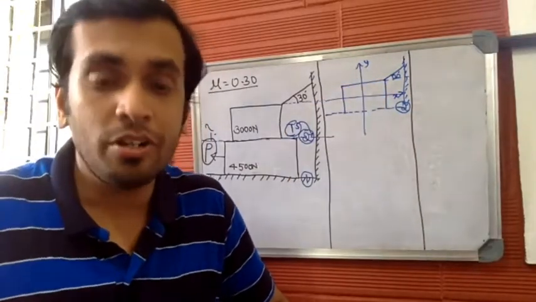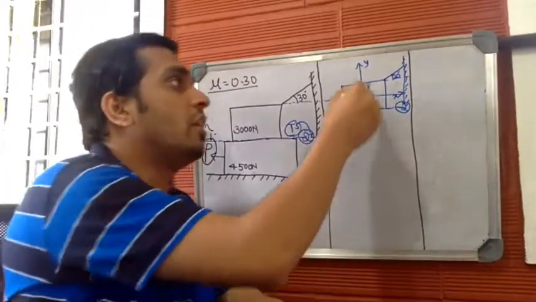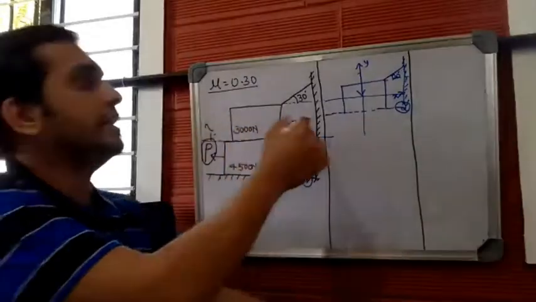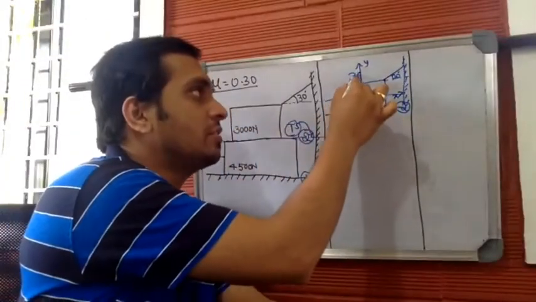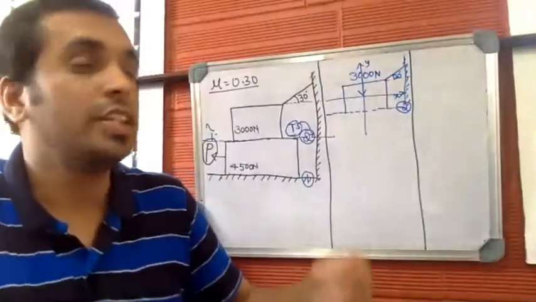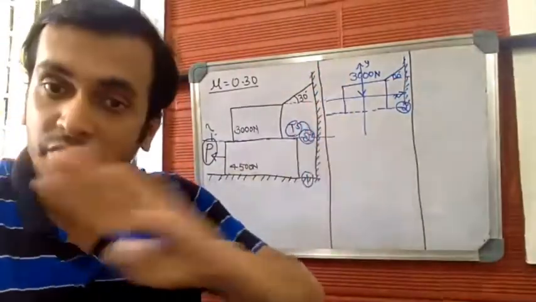So after drawing the coordinates, you have to mark the self-weight. Self-weight will always move vertically downwards. Self-weight is given as 3000 newtons. The self-weight will always act vertically downwards. So we have marked the self-weight.